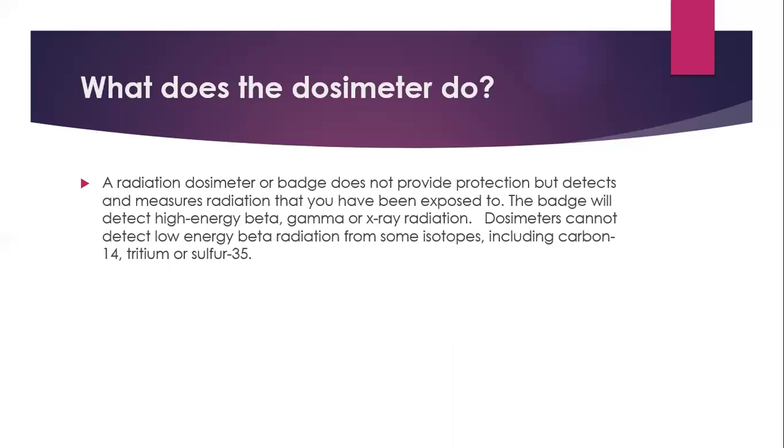So actually, what do dosimeters do? A radiation dosimeter or badge does not provide protection but detects and measures radiation that you have been exposed to. The badge will detect high energy beta, gamma, or X-ray radiation. Dosimeters cannot detect low energy beta radiation from some isotopes, for example, carbon 14, tritium, or sulfur 35.